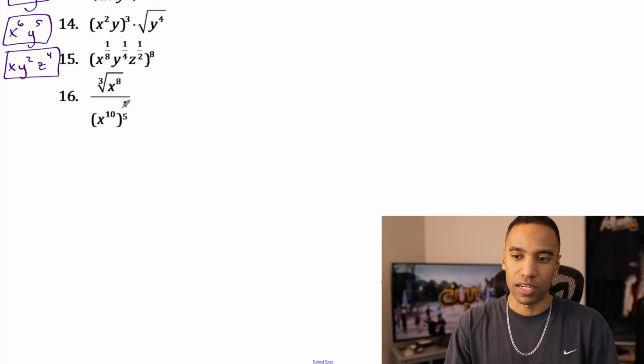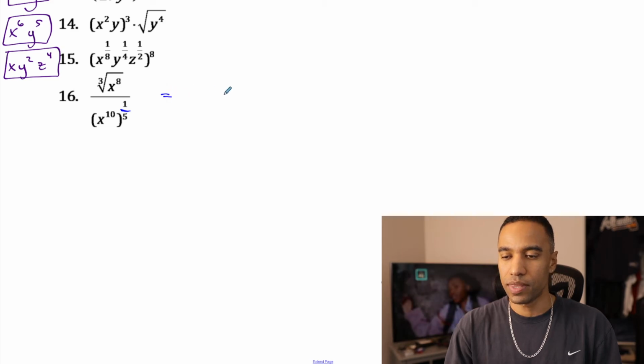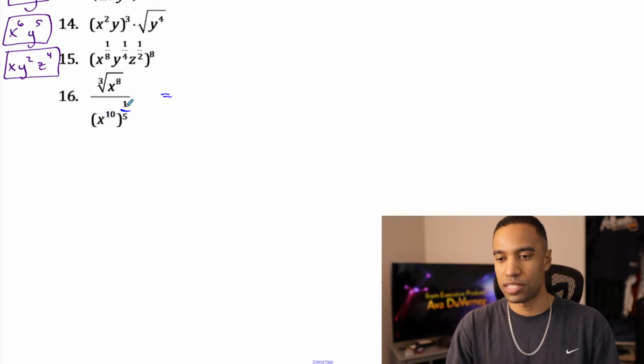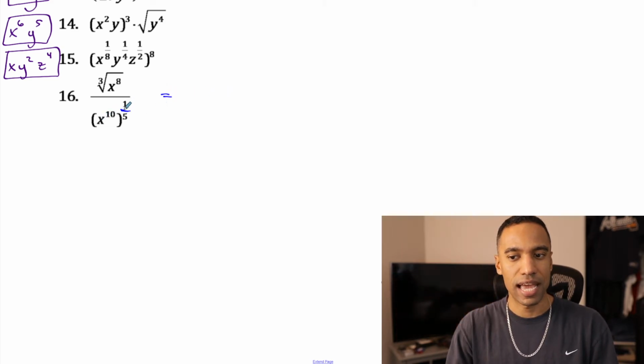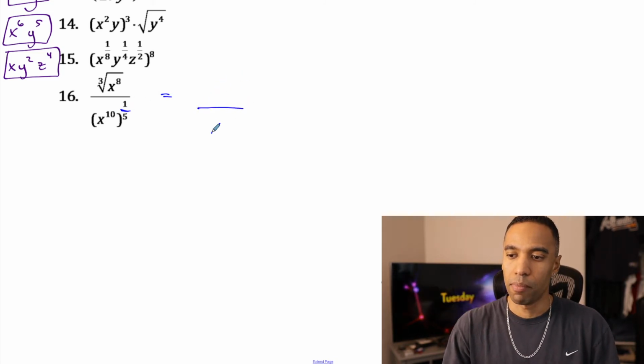All right, number 16. This should probably say a 1/5 right there. So let's just deal with that bottom first. X to the 10th to the 1/5 power. 10 times 1/5 is 10 divided by 5. So that's going to be 2. So on the bottom, I'll get x squared.